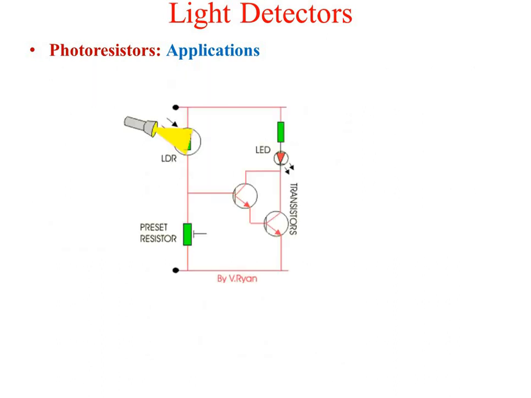Then there is an application here, you can see that whenever light falls on that one, you can find out the LED is on, so you can make the switch on when the light falls on the LDR, and you can make the switch off also when the light falls on the LDR. Both the combinations are possible.